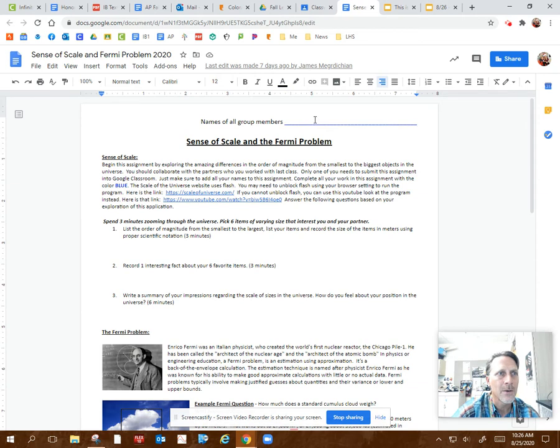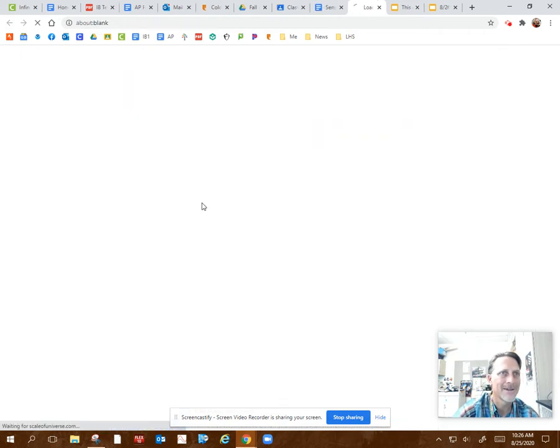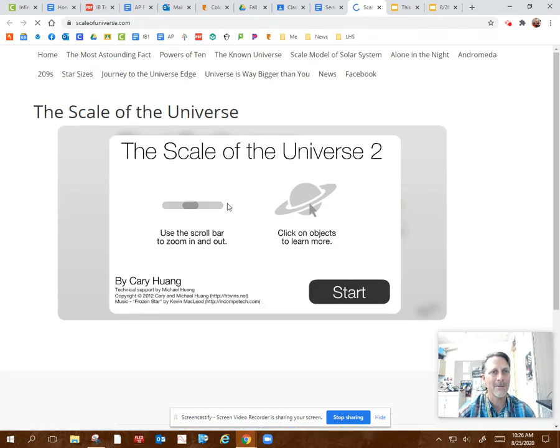And so what you're going to notice here is that it says all of your names and it's in blue. I want you to do all of your work in blue. You're going to start off with this scale of the universe assignment, and it's just like a real quick exploration. Now I just want to show you what it looks like here. So this is the scale of the universe assignment.